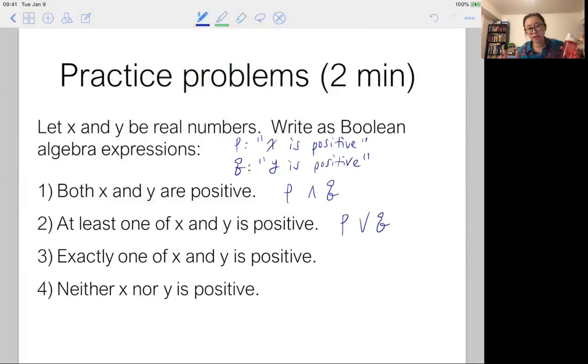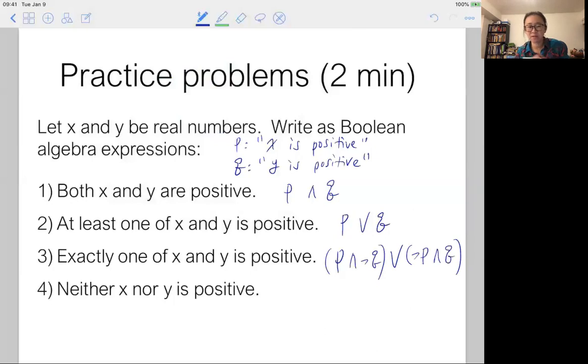Okay. Now the next one is exactly one of them is positive. That means they cannot be both positive. Then we have to be a little bit careful here. What you get here is if P is positive, then Q cannot be positive. So if P is positive, then I have an AND condition that Q is not positive. And if P is not positive, then Q has to be positive. That's the second one. And then there is an OR condition between them, right? So what does this OR condition mean? It means either P is positive or Q is positive, but not both.